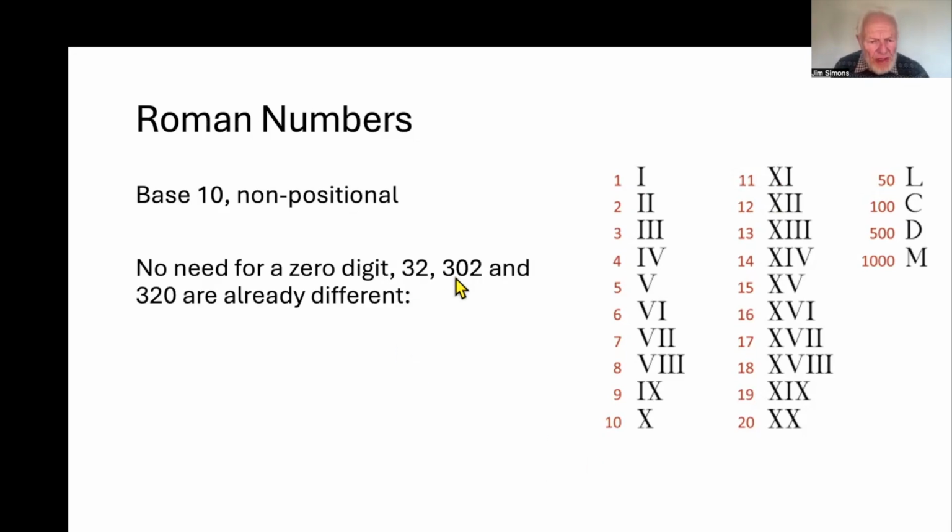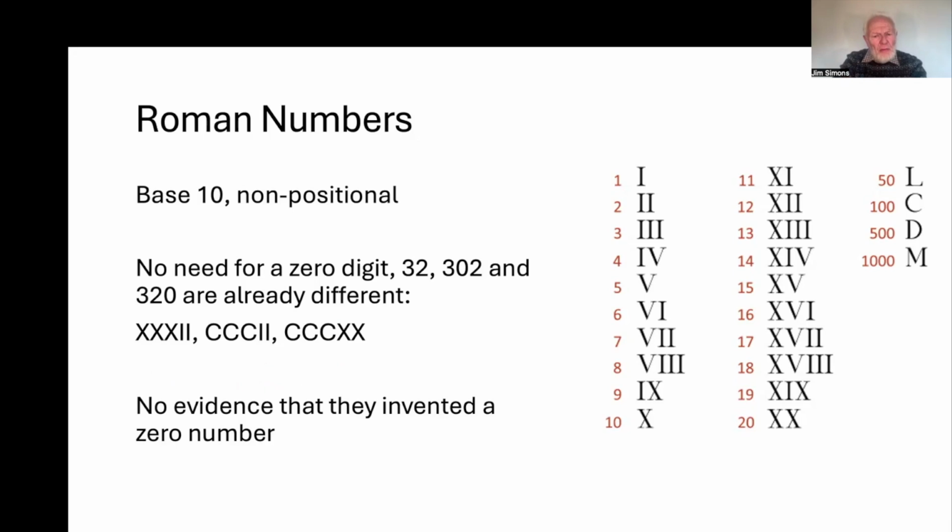So these numbers are already different without needing a digit zero. Here they are: that's 32, that's 302, and that's 320. And there's no need for a zero in the middle of this one to say that there are no tens. There aren't any, you can see that. So the concept of a zero digit was completely unnecessary and would have been completely meaningless and mystifying to anybody who used the Roman numerals. And as it happens, I don't think they ever invented the number zero either, though they might have done. But so far as I'm aware, they didn't.